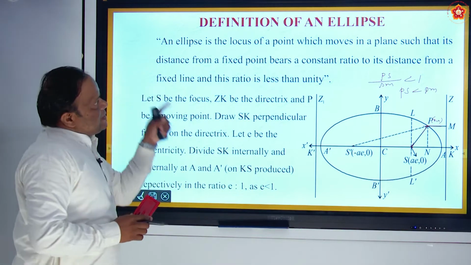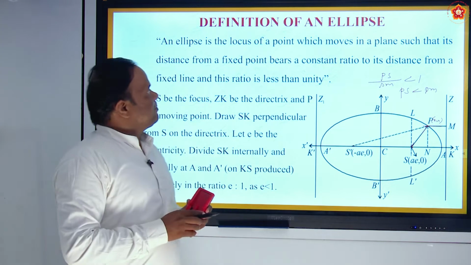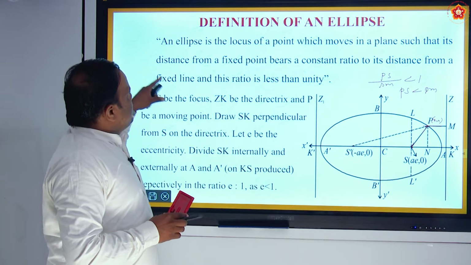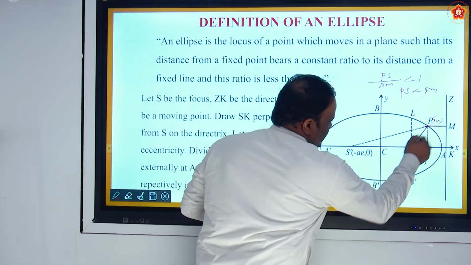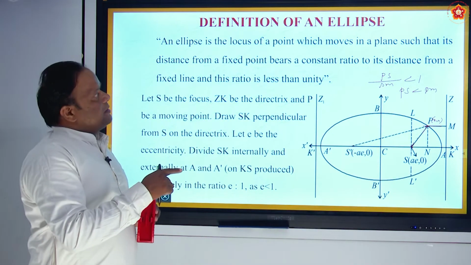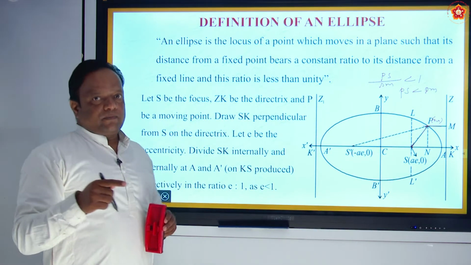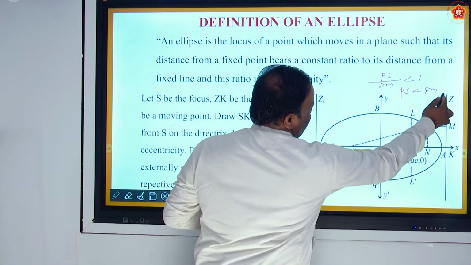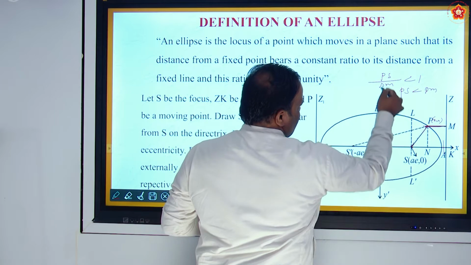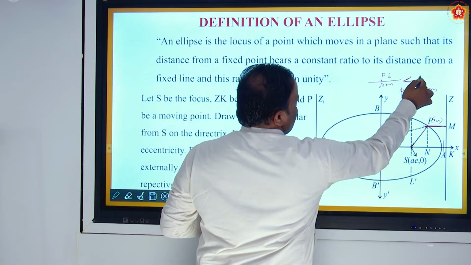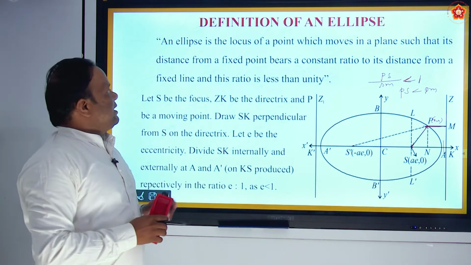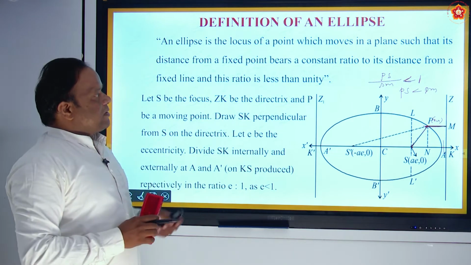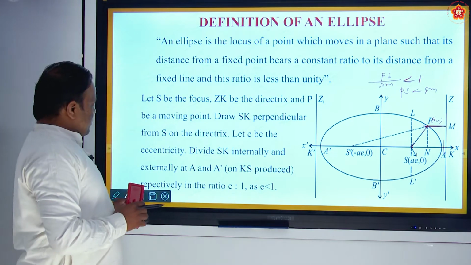Once again, an ellipse is the locus of a point, a group of points which moves in a plane such that its distance from a fixed point, meaning PS, bears a constant ratio to its distance from the fixed line. Ratio means PS by PM, where PM is the distance to the fixed line Z here. This ratio is some constant, and that constant is less than unity, less than 1. That conic is said to be an ellipse.